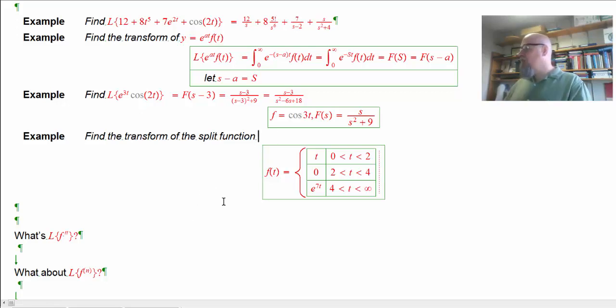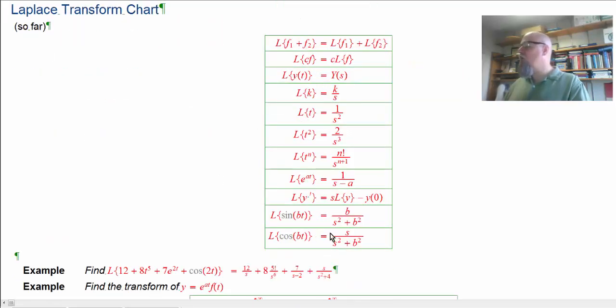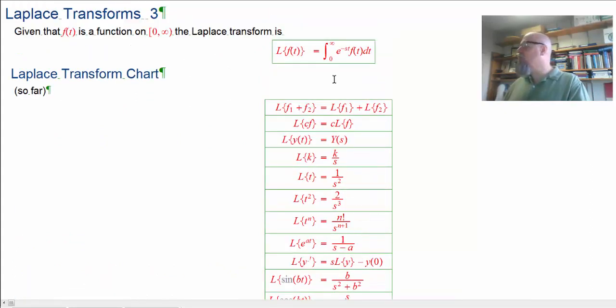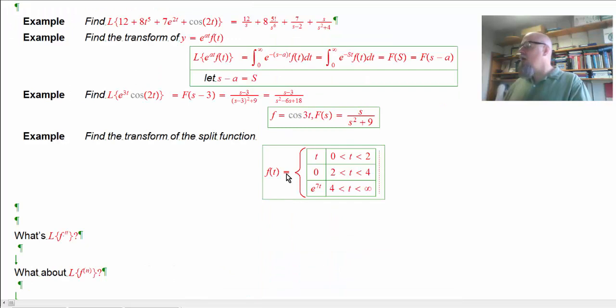Now, take the transform of the split function. Here's what we don't do. We have the transform of t. That'll be 1 over s squared. The transform of 0 should just be 0. The transform of e to the 7t would just be 1 over s minus 7. I don't just transform each one of these separate pieces using the functions from the chart, because these chart formulas were developed by integrating the same function, the same f of t, from 0 to infinity. But the function doesn't stay the same. It's t, then it's 0, then it's e to the 7t.